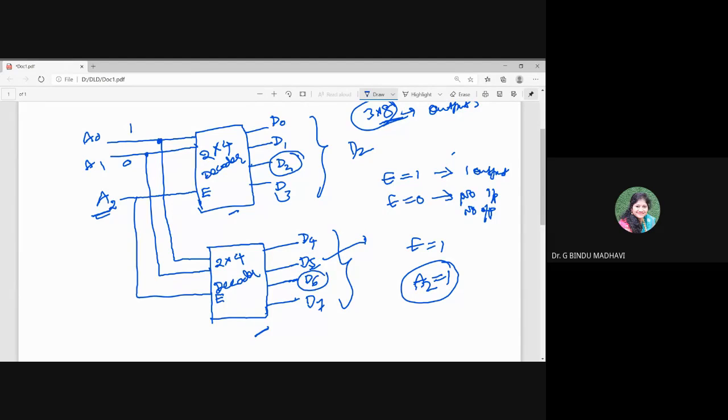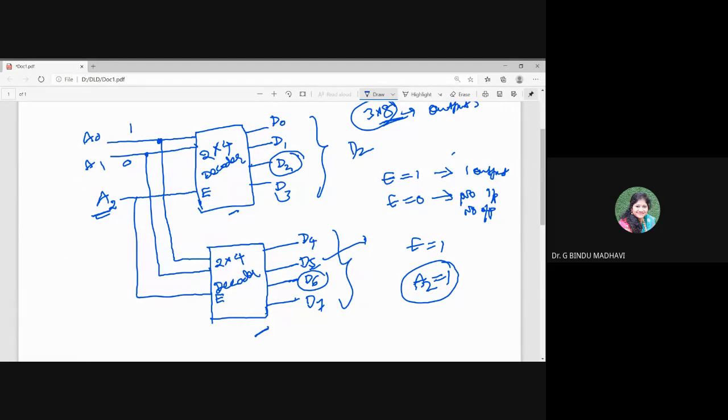If you supply A2 as it is to the first decoder and the second decoder, what will happen? Here you will get one output, here also you will get one output. But at any time only one output should be active. I want to make it function as a single 3 by 8 decoder. So out of 8 outputs, only one output should be active.